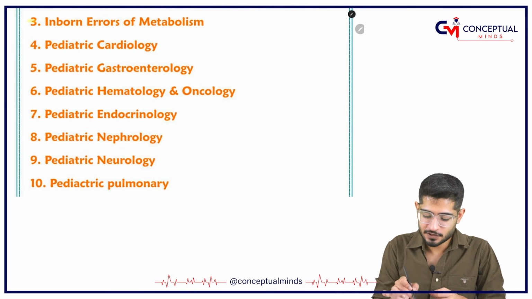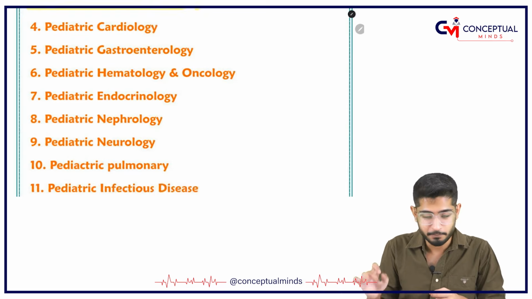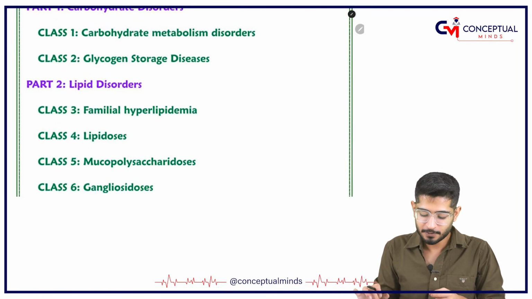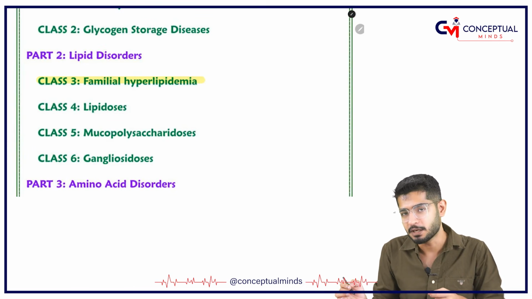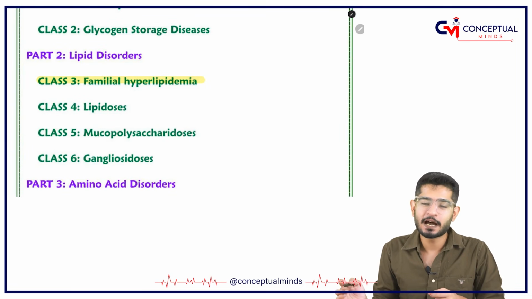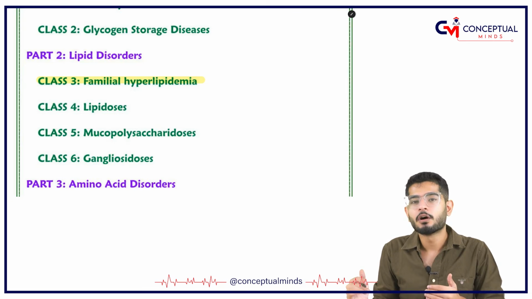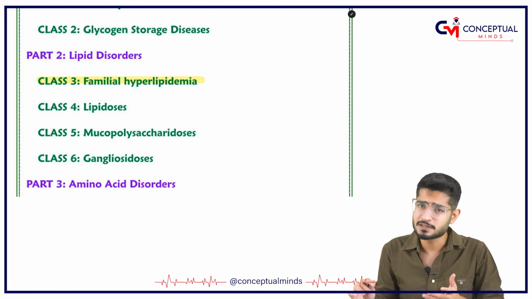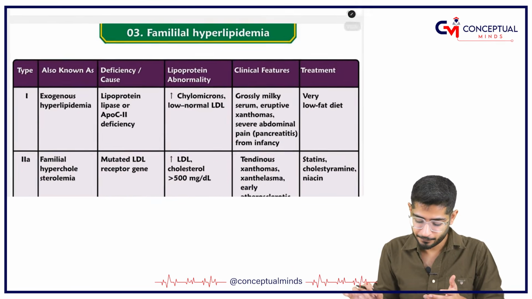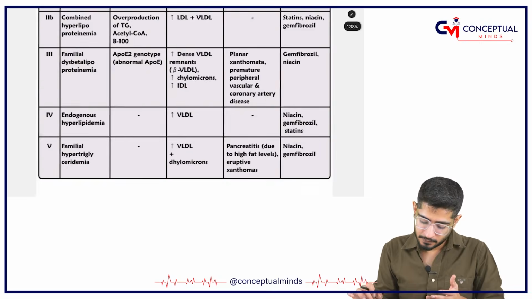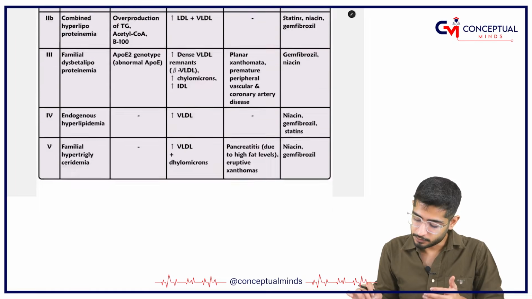We are discussing the chapter of inborn errors of metabolism, and in this chapter we are discussing familial hyperlipidemia. If you break the words you can understand. Familial means coming from birth or coming from generations. Hyper means increase, lipidemia is the content of lipid. So familial hyperlipidemia.